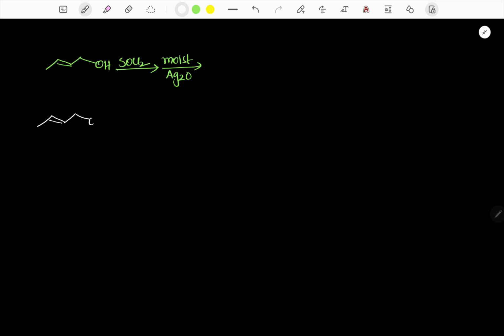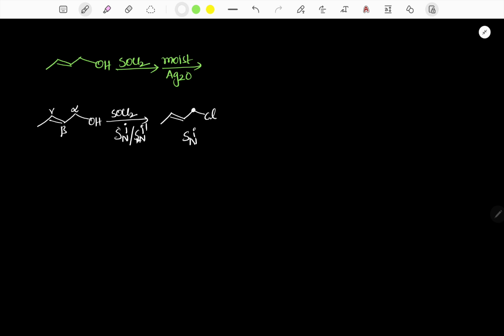The alcohol is treated with SOCl2, but this alcohol is an allylic alcohol, alpha, beta, gamma. When this kind of alcohol is treated with SOCl2, SNi and SNi dash are both possible. First I will write SNi. In place of OH we should write Cl. So this is the SNi product.